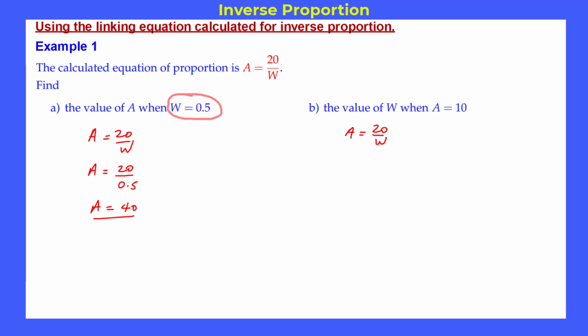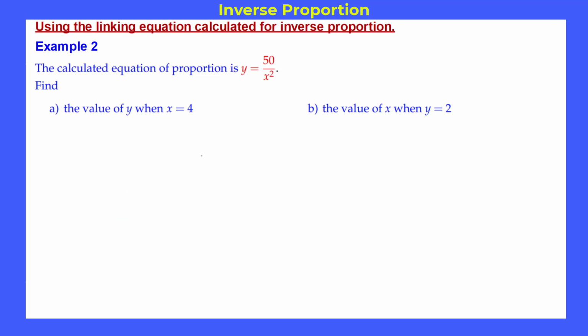Similarly, we start off with our equation. We do our substitution. This time we're told a is 10. So we replace the a with 10, and 10 equals 20 over w. Now there's a little trick we can do here, because we can swap the w and the 10 over. So we end up with w equals 20 over 10. So w equals 2. Now that's a neat little trick to use.